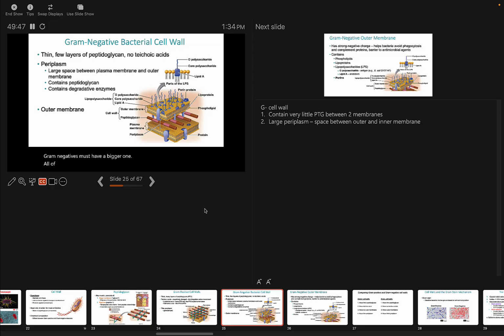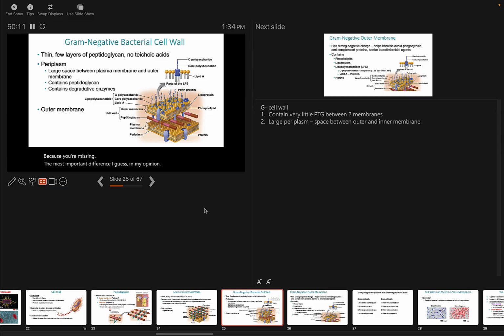So now, what about teichoic acids? Well, okay, gram-negatives don't have teichoic acids. That is true. And if you listed all of those things and you stopped there, you would get almost full credit on that question. Almost. Because you're missing the most important difference, I guess, in my opinion.